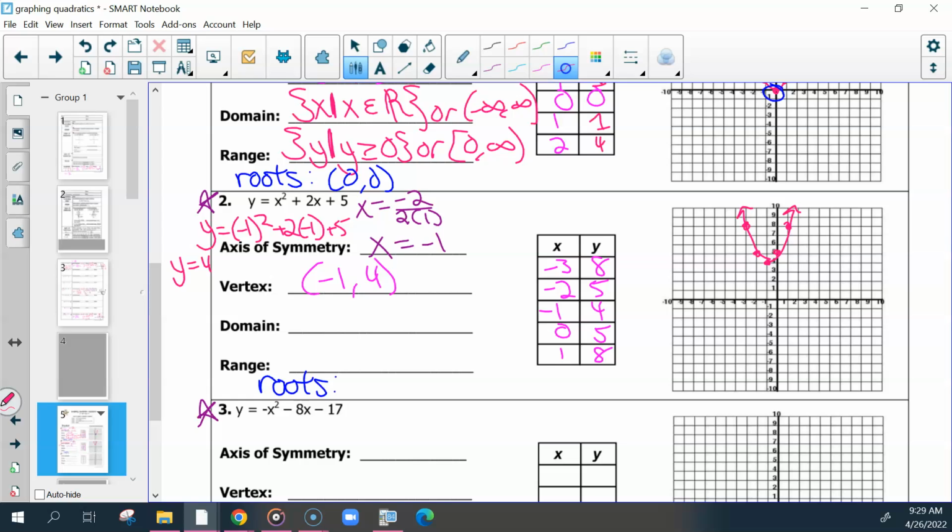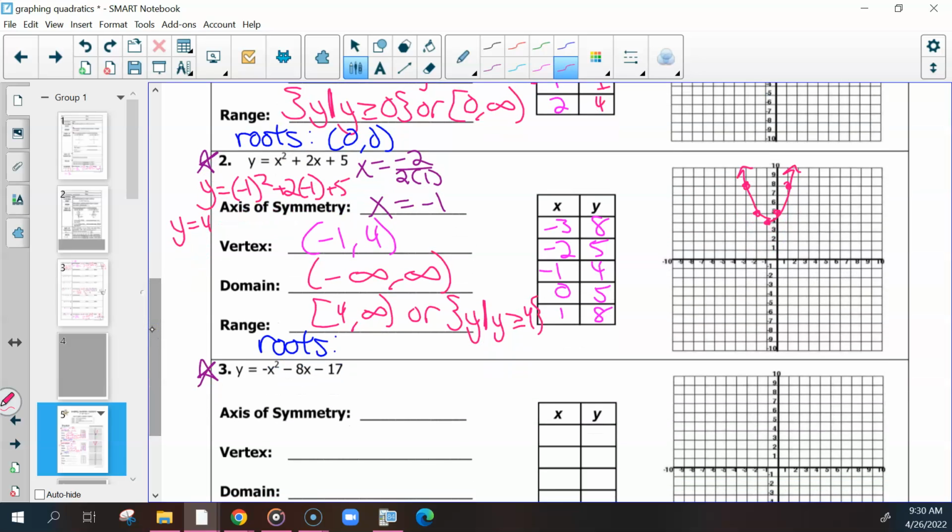Domain of this would be what? All our numbers, or x ∈ R. Range of this would be what? y is greater than or equal to 4. So there would be no roots or no solutions. This would be a case where it does not cross the x-axis at all, so it can't have any solutions or roots.